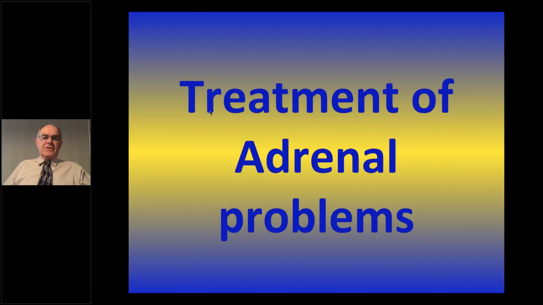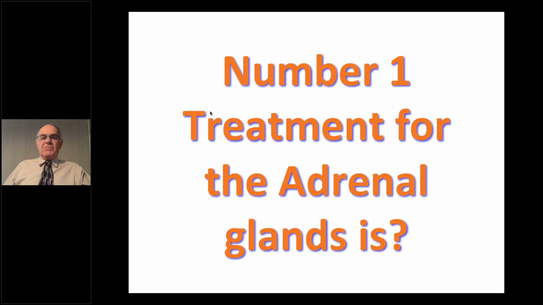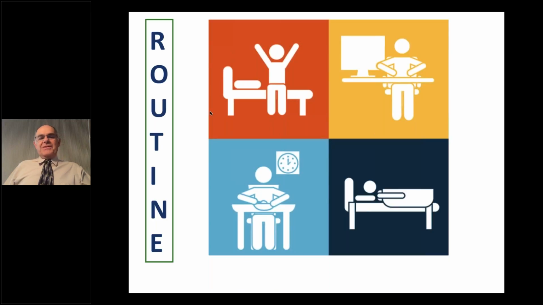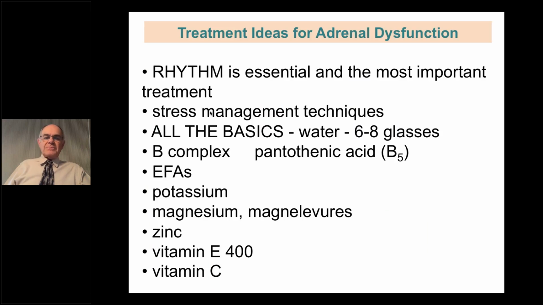So what do we do about the adrenal gland? The number one treatment of the adrenal gland is sort of like sleeping in the dark: to have a regular routine. Getting up in the morning, going to work on a regular schedule, eating your meals at a regular time, and going to bed at a regular time. Those are the critical components that will help your brain and your adrenal glands get into a regular pattern.